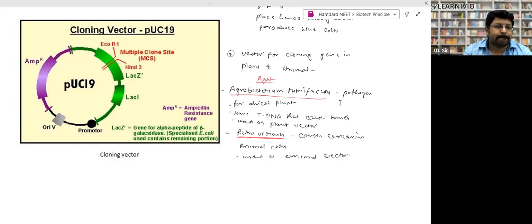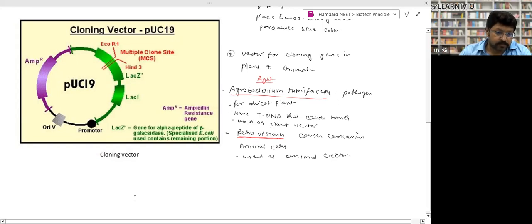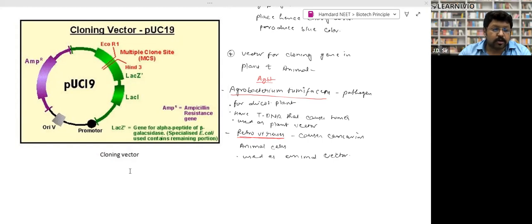Look, there is a bacteria. Its name is Agrobacterium tumefaciens. What is the function of this bacteria? This bacteria causes root tumor in dicot plants, meaning root cancer in dicot plants, right?